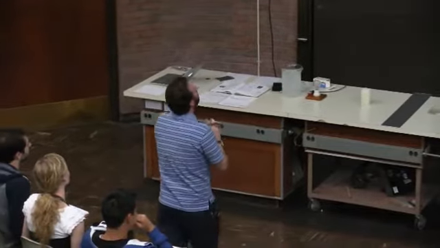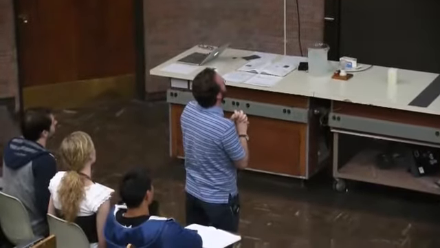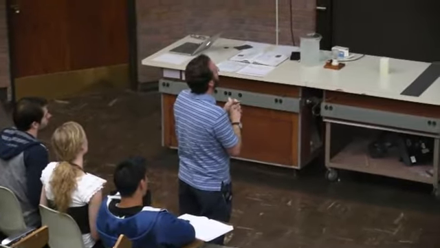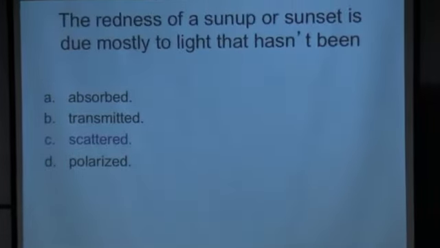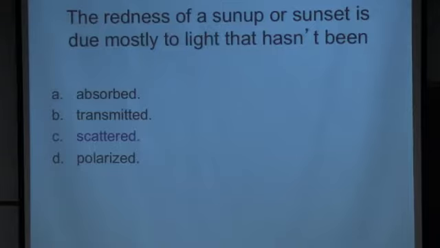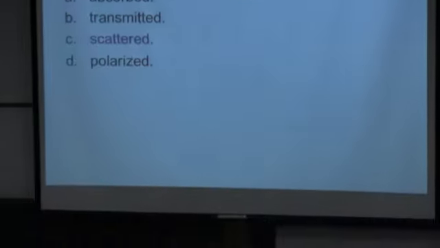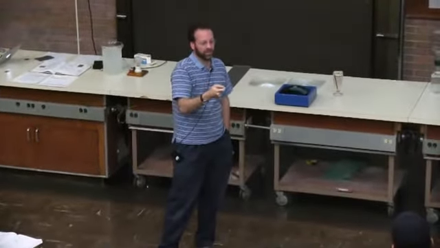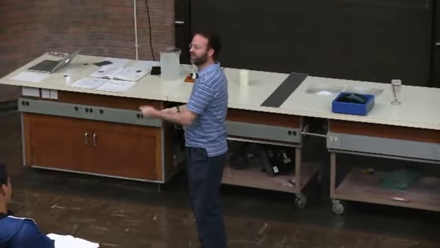Oh, the redness of a sun-up or sunset is due mostly to light that hasn't been scattered. Well, there's 2 for 2 today. 0 for 2. Yeah, it's Friday. You understand my point? I misread the question myself. Light that hasn't been scattered. Right. The blue gets scattered. So the correct answer to this is scattered. The author, sorry, Hewitt, you are correct. Blue gets scattered. That's really what I want you to know. And red gets transmitted. Whether you understand the question or not. That makes sense? I'm sorry.